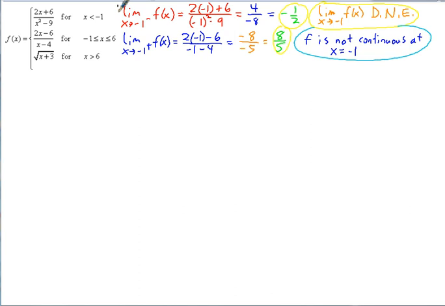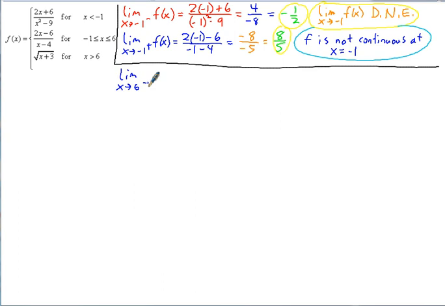Now, let's figure out the same things at our other breakpoint of 6. So let's find the limit as x approaches 6 from the left. For 6 from the left, you'd use the middle piece. So do 2 times 6 minus 6 over 6 minus 4. 2 times 6 is 12, minus 6 gives you 6 over 6 minus 4 is 2, and 6 divided by 2 is 3. So the limit as x approaches 6 from the left is 3.